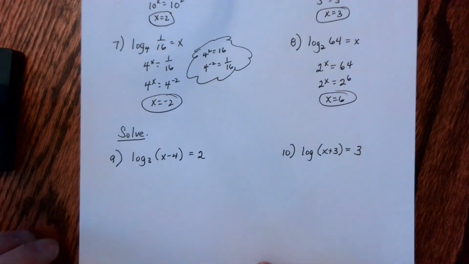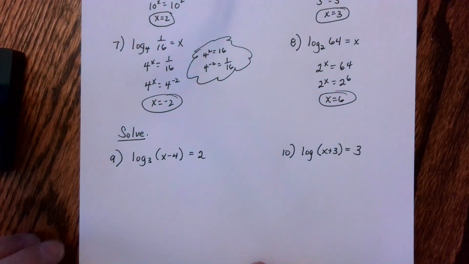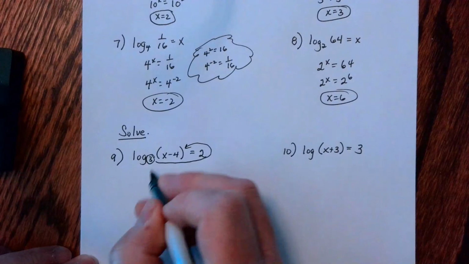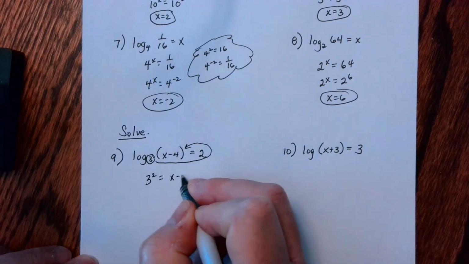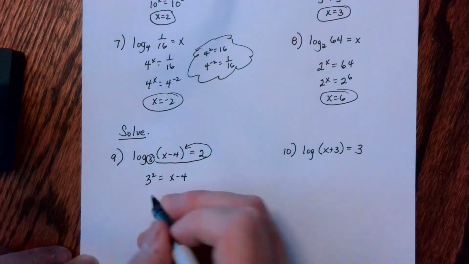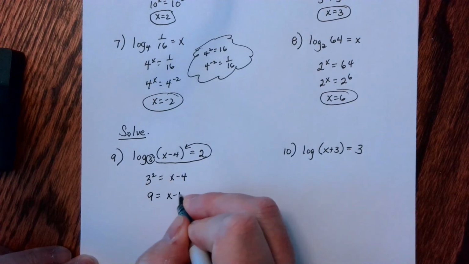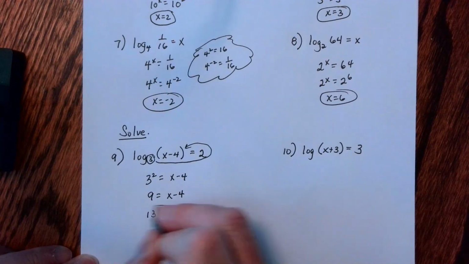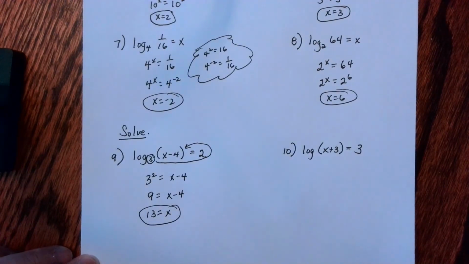Now what about solving an equation? Could I use this to help me solve an equation? Now this isn't the only way to do this, but this is one thing that you could use, and that's to rewrite this into an exponential expression. With my log base 3, I end up with 3 squared is equal to x minus 4. 3 squared is 9. Add the 4 now, and we end up with 13 is equal to x. So using what we know, converting logs to exponentials, we can solve equations.